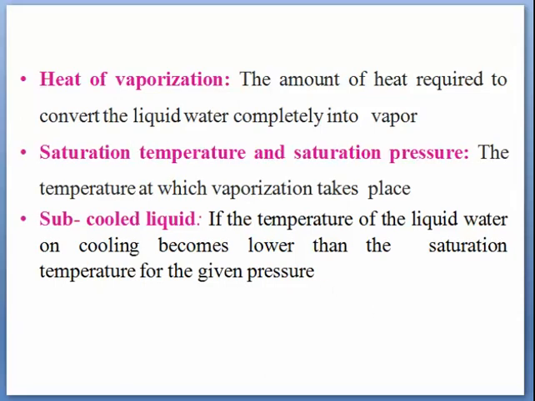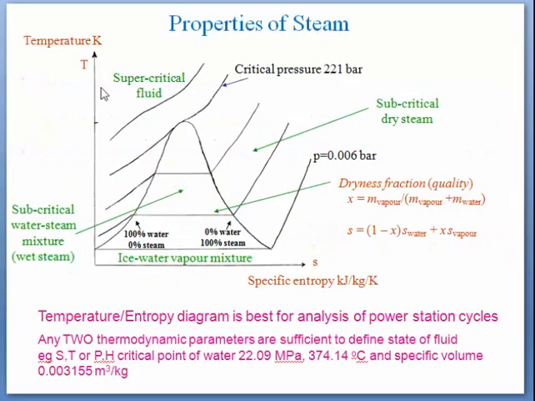So in our earlier case of the water sample, the liquid is at 20 degrees centigrade at 1 atmospheric pressure. It means the water sample we have taken is in the subcooled zone. So the same process is shown over the TS diagram. This is the temperature entropy diagram, which is best for analysis of power station cycles. And any two thermodynamic parameters are sufficient to define the state of fluid, such as entropy, temperature, pressure, enthalpy.